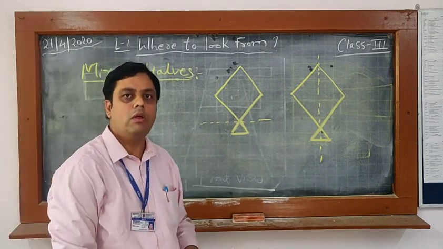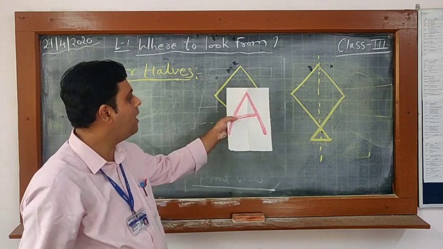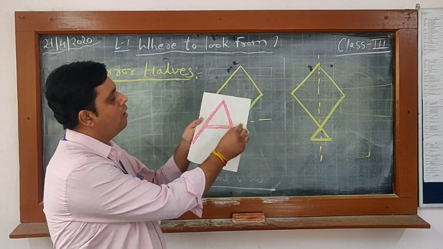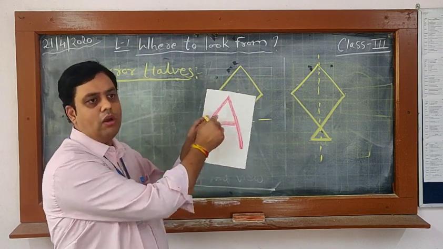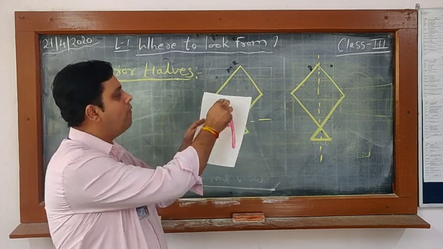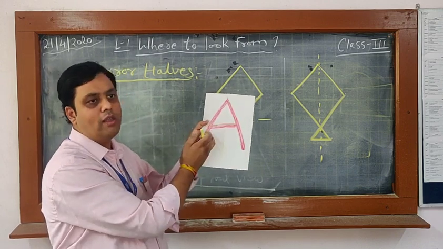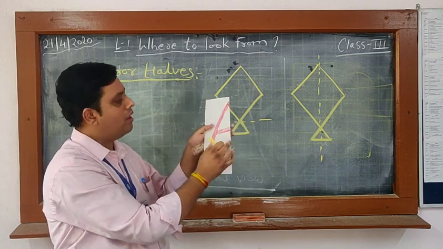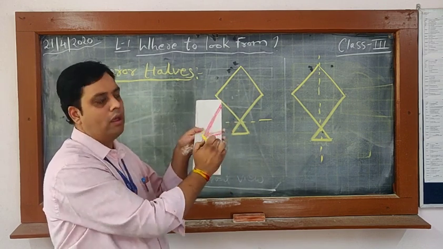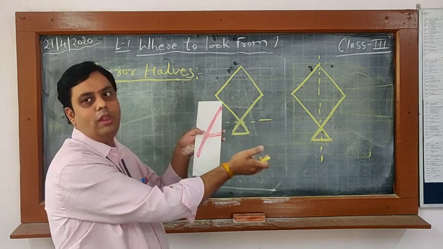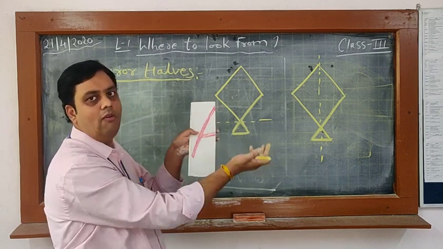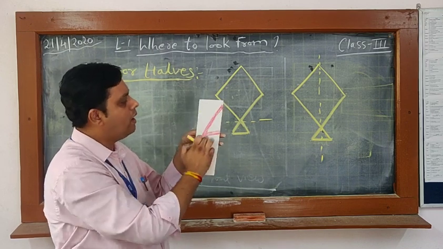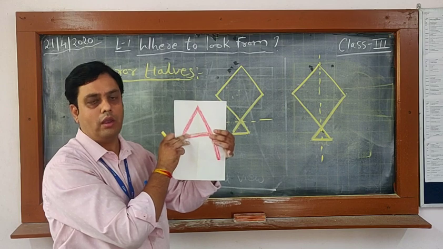in alphabets also we can see. This is the alphabet A. If we divide from here, are both parts equal or not? No. But if we divide from this side, both parts are equal, and both parts will overlap each other. If we see this part, we can guess what will be the other part, because the identical one is there. The second part is also identical. If we see this part, the same part will be there.